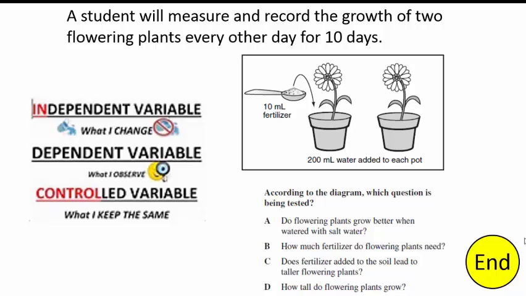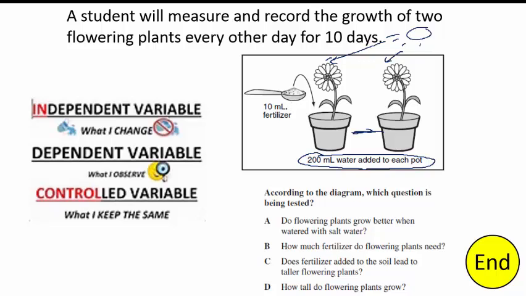All right, the student will measure and record the growth of 2 flowering plants every other day for 10 days. According to the diagram, which is being tested? So let's look at the diagram here. We're going to add the same amount of water, 200 milliliters, to each pot every day. We're going to assume that they're receiving the same amount of sunlight, basically. They have the same pot. It's the same plant. Everything's the same except one thing.